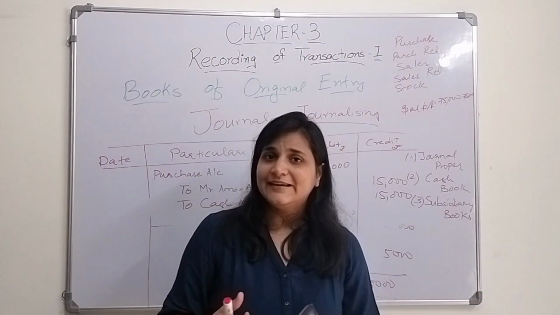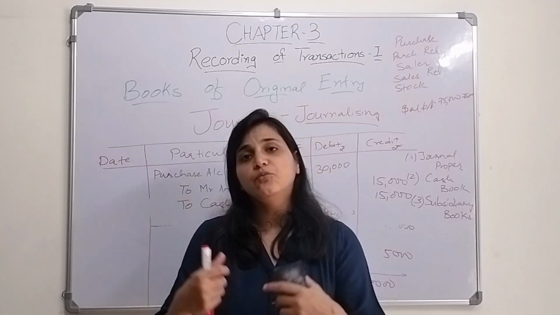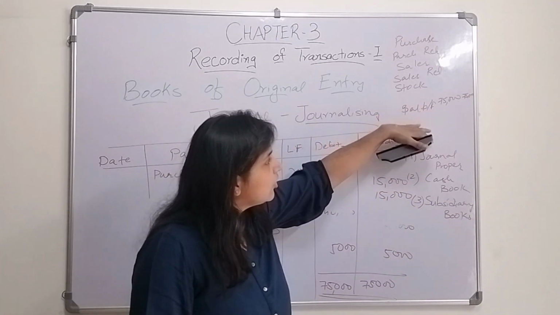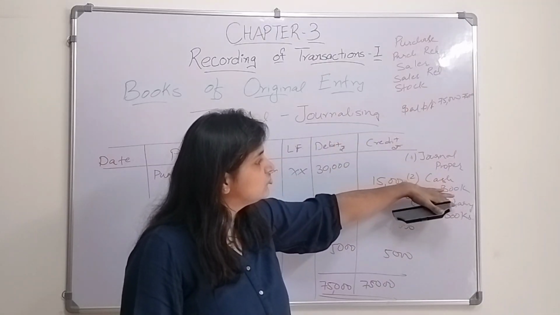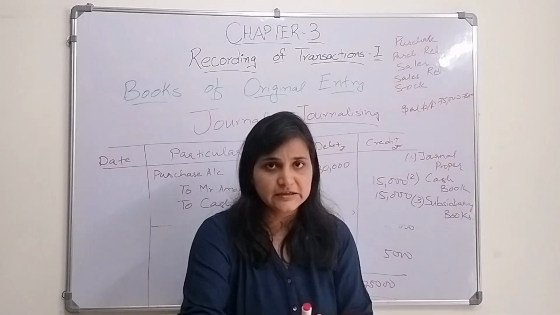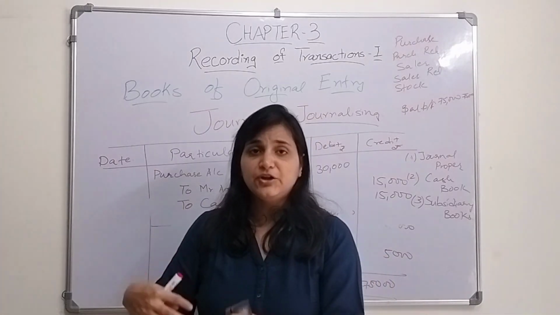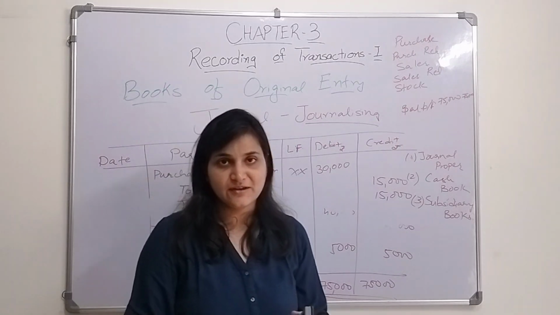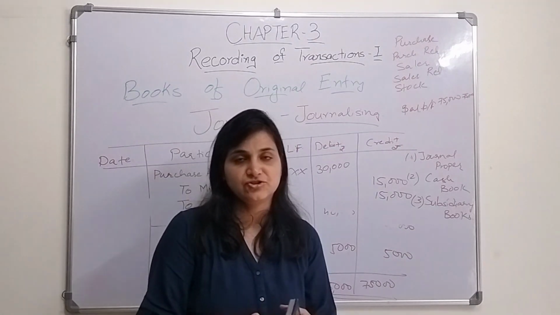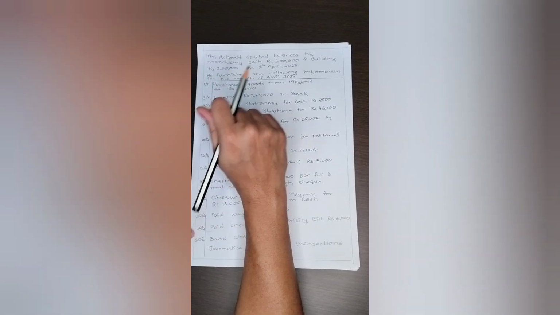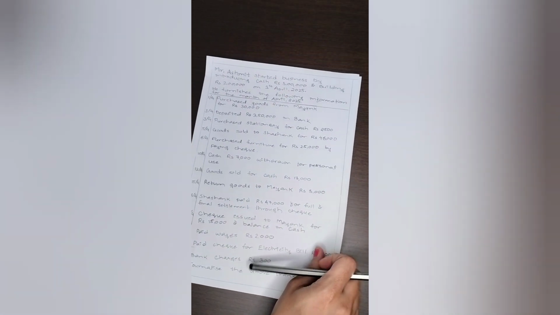We will deal with an illustration on how we will post the entries in the journal book. We are right now not going into the journal proper, cash books, subsidiary books. We will deal with it later. In this particular chapter, we will just pass the journal entries for the transactions and we will deal with that illustration.